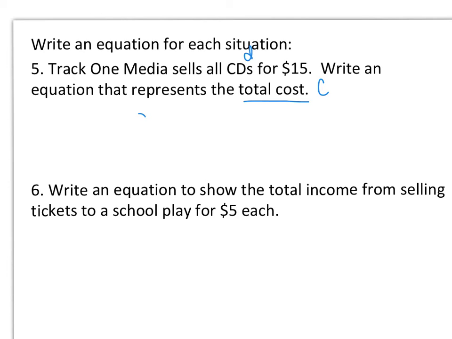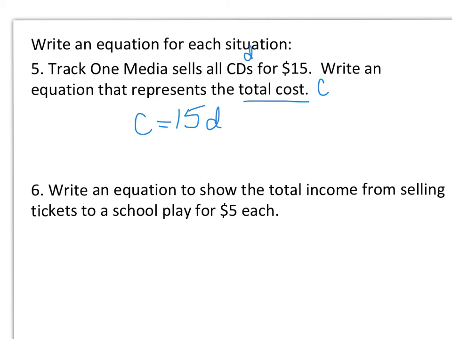So cost is equal to the number of CDs we purchase, and if they're $15 each, we would multiply the two. Also, we would write our number before our variable. So we'd have cost equals 15 times the number of CDs we purchase, or C equals 15D.